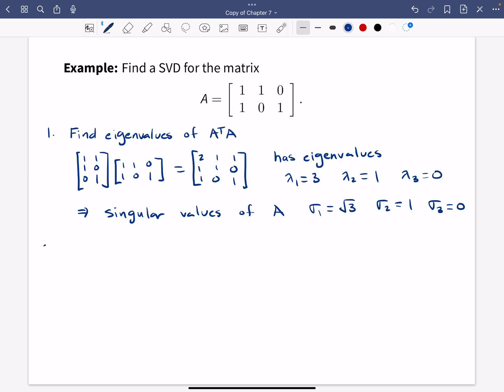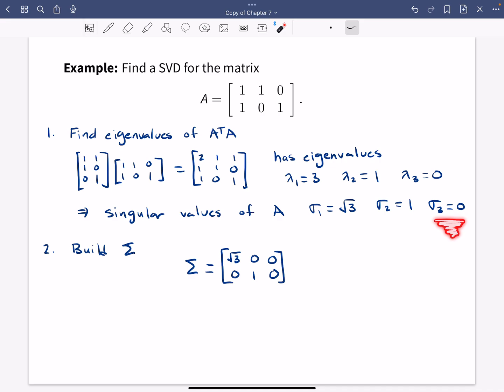So this gives us enough information now to build our sigma matrix. Remember, sigma is just going to be a matrix that's the same shape as A, so it's going to be a 2 by 3 matrix. The way we build it is we plug in the singular values on the diagonal and then fill in everything else. Now notice we didn't have enough space to plug them all in. However, the last one was 0, and that's not a problem.